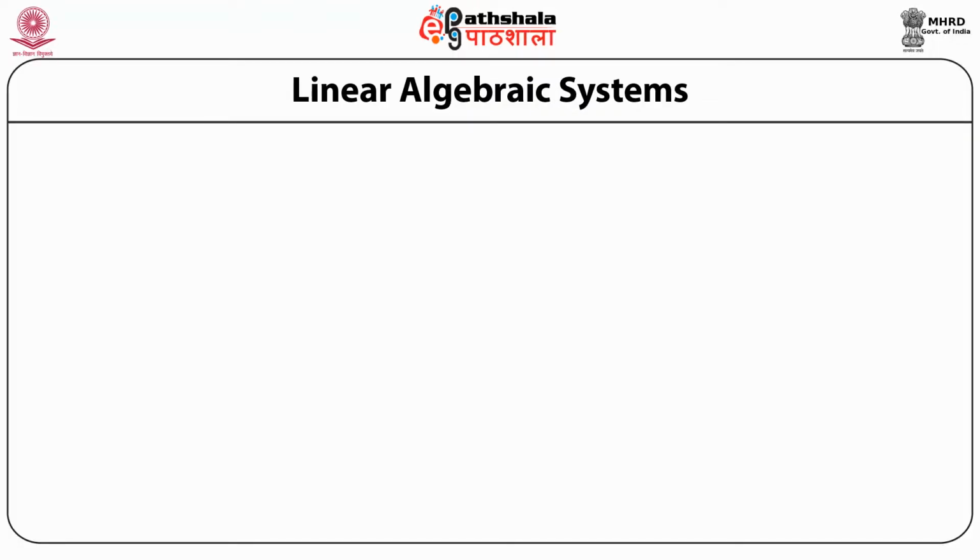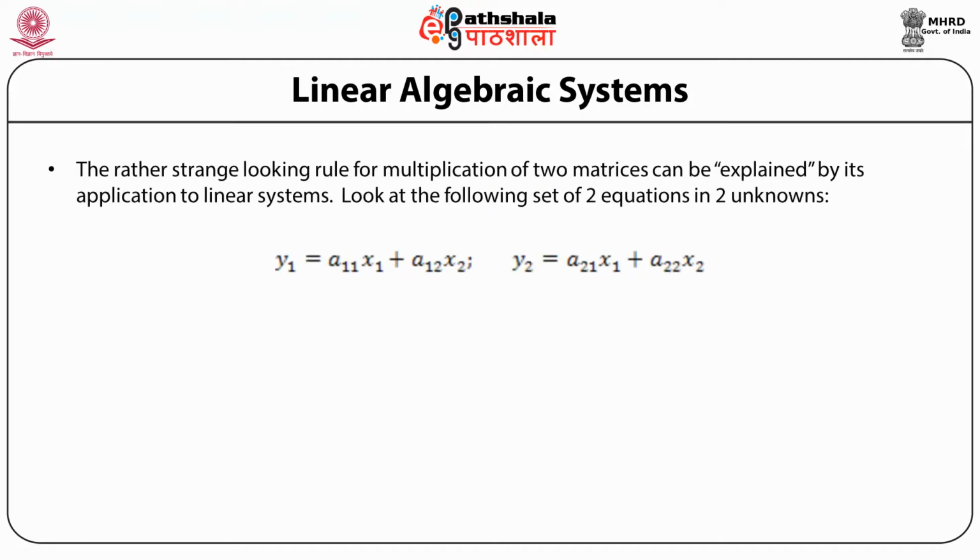We next take up linear algebraic systems. The rather strange looking rule for multiplication of two matrices can be explained by its application to linear systems. Look at the following set of two equations in two unknowns. That is, y1 is equal to a11 times x1 plus a12 times x2, and y2 is equal to a21 times x1 plus a22 times x2.